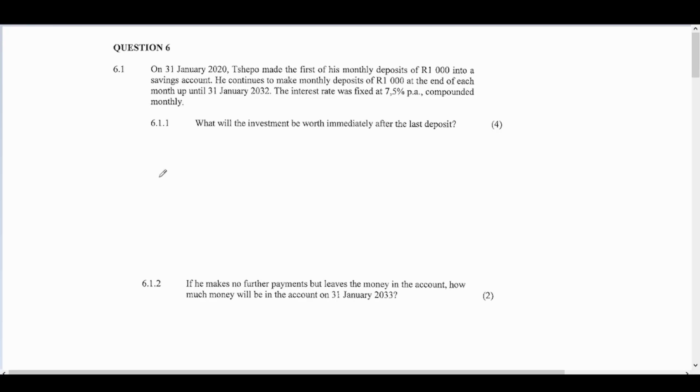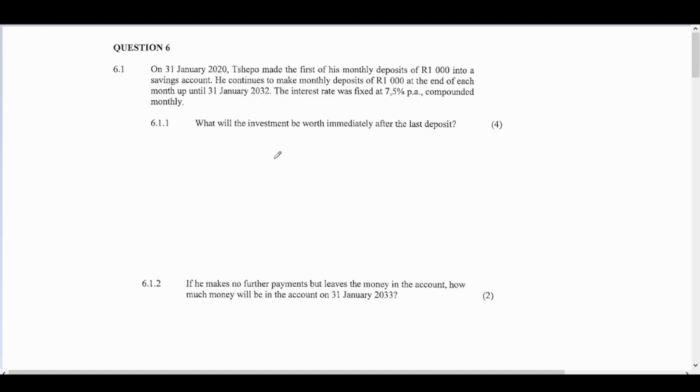6.1 On 31st January 2020, Sipho made the first of his monthly deposits of 1,000 Rand into a savings account. He continues to make monthly deposits of 1,000 Rand at the end of each month up until the 31st of January 2032. The interest rate was fixed at 7.5% per annum compounded monthly. Okay, I think that's all the information we need. And the question is, what will the investment be worth immediately after the last deposit?